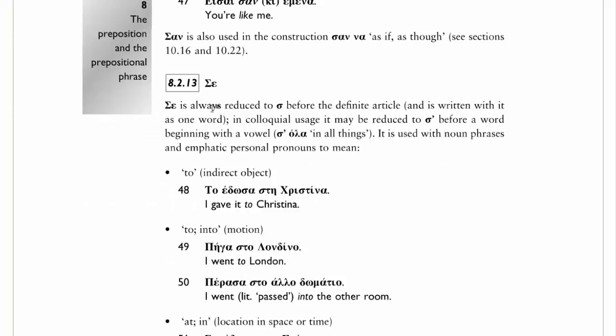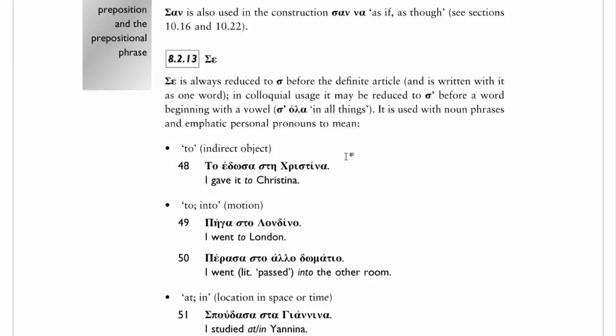Σε. Σε is always reduced to σ' before the definite article and is written with it as one word. That means you're going to add the sigma to the definite article. In colloquial usage, it may be reduced to σ' with an apostrophe before a word beginning with a vowel. Σε όλα, in all things. It is used with noun phrases and emphatic personal pronouns to mean to, the indirect object.